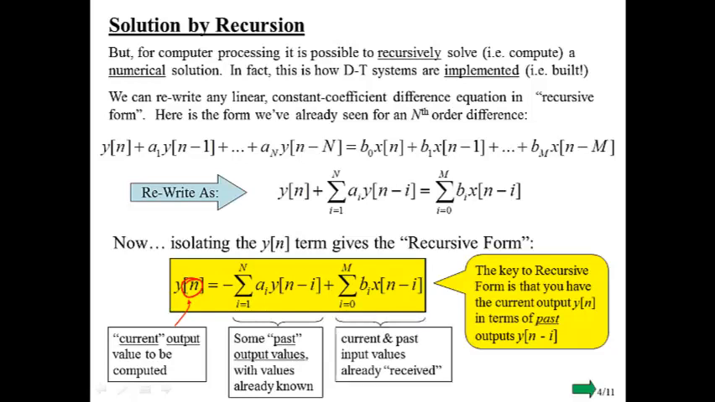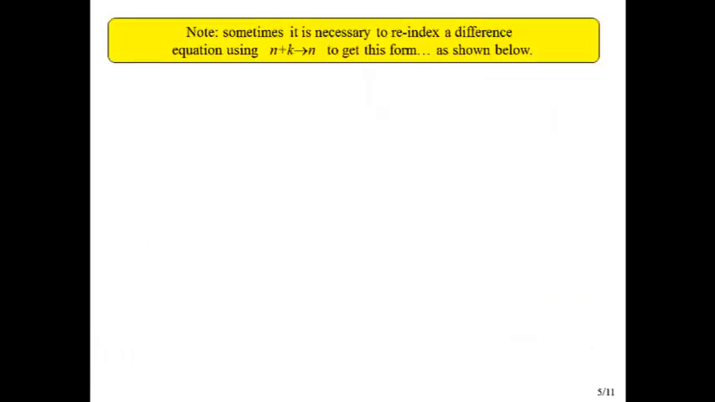And then this last term here contains current and past input values, and we assume that we've already observed those input values. Can't have any future input values here because that would make the system non-causal.